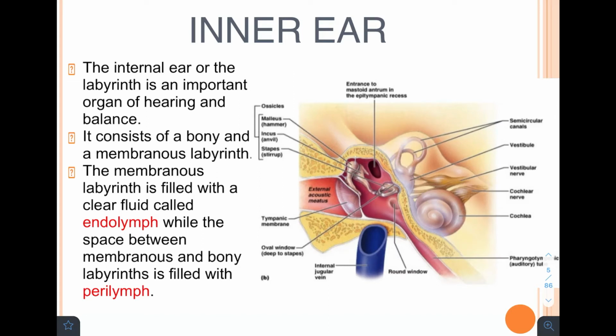So today in our class we'll be discussing the anatomy of the inner ear. The inner ear or the labyrinth is a very important organ of hearing and balance. It consists of a bony and a membranous labyrinth. The membranous labyrinth is filled with a clear fluid called the endolymph, whereas the space between the membranous and the bony labyrinth is filled with perilymph. So, there are two inner ear fluids, one is the endolymph and one is the perilymph, and the membranous labyrinth is surrounded by the bony labyrinth.